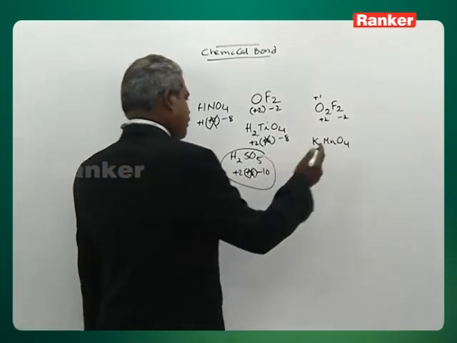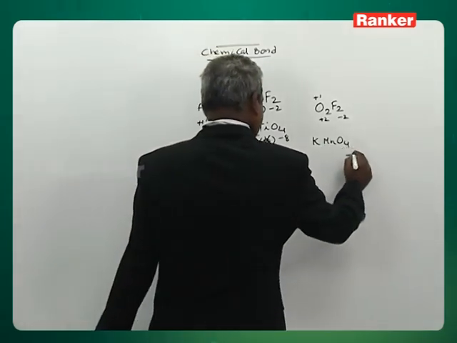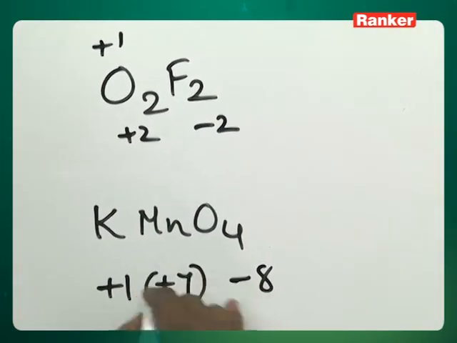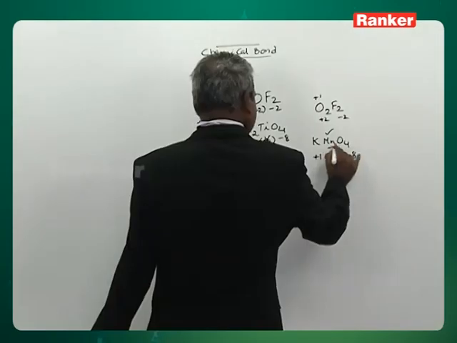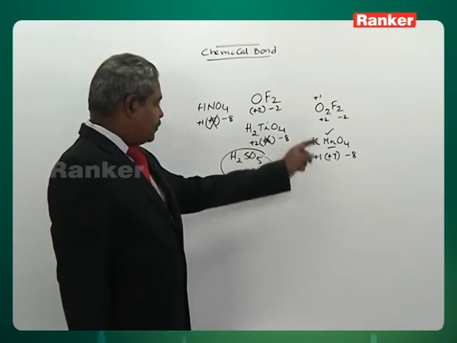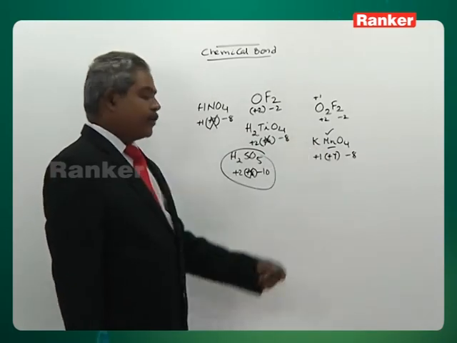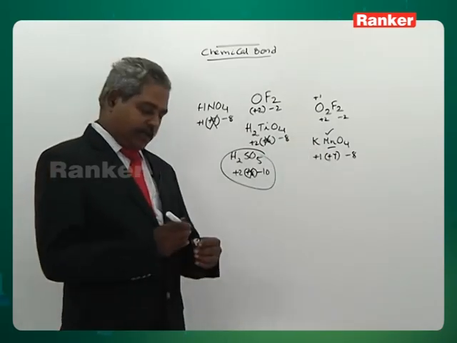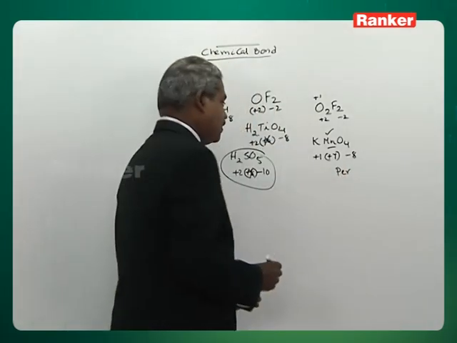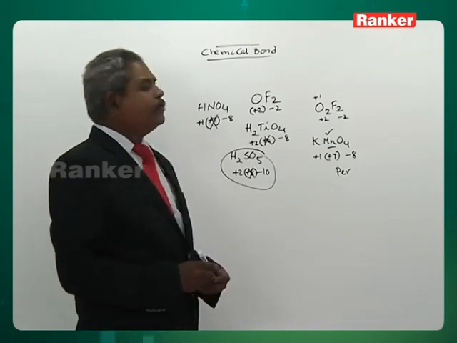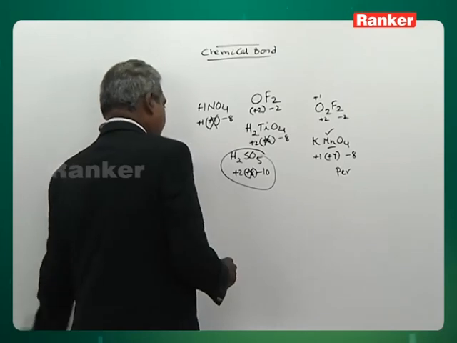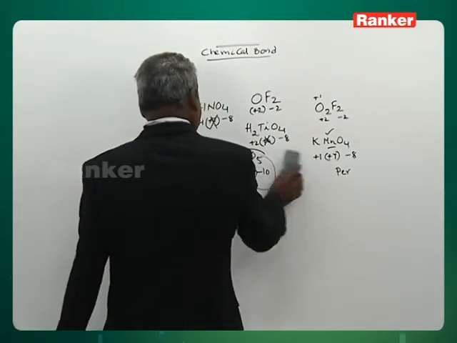So, in some molecules the sound per will be there, but they need not be peroxy. For example, KMnO4: minus 8, potassium fixed plus 1, manganese plus 7. For manganese plus 7 there is no problem, manganese can take as high as plus 7. Therefore, this is potassium permanganate. There is the sound per in it, but it does not have a peroxy bond. Here per means too many oxygens.